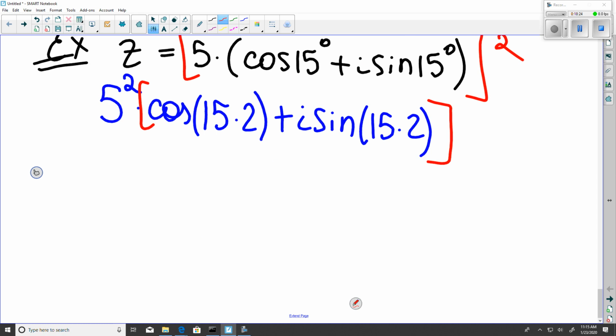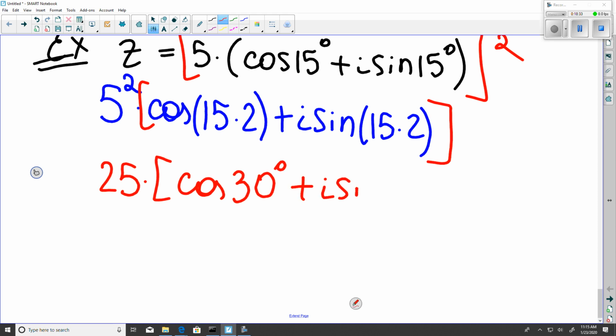I'm almost done. Just write the answer: 25 cosine of 30 plus i sine 30. Just have to calculate. So on the test, if the number is good, like 30, 60, 90, or 135, something you can calculate, you can do it. If you can't, you can leave it like that or just use a calculator and get a decimal. Whatever you do on the test with that, I'll be happy.